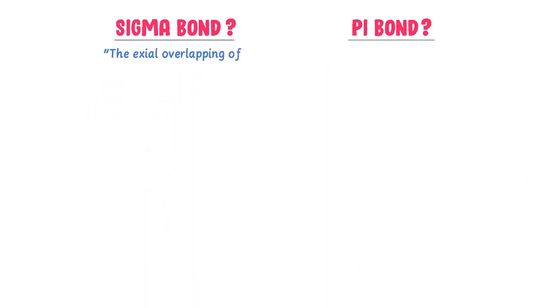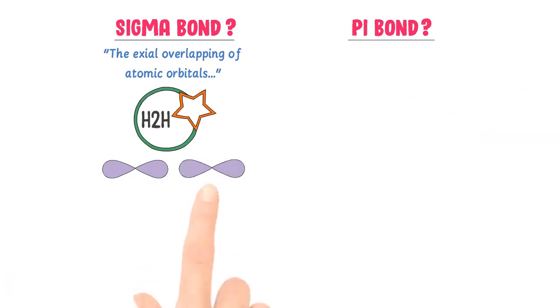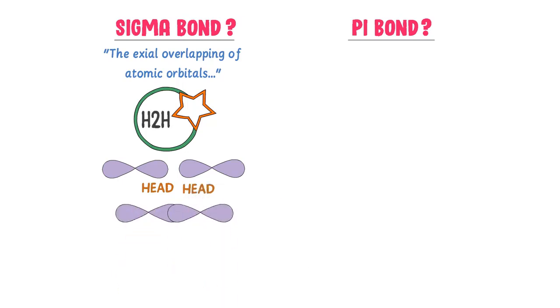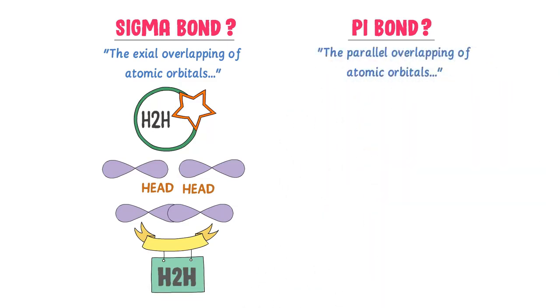Well, the axial overlapping of atomic orbitals form a sigma bond. Axial overlapping is also known as head-to-head overlapping. For example, consider these two p orbitals. This is the head of this p orbital and this is the head of this p orbital. When they both overlap headwise, it is called head-to-head overlapping. As a result, they form sigma bond, while the parallel overlapping of atomic orbitals always form pi bond.